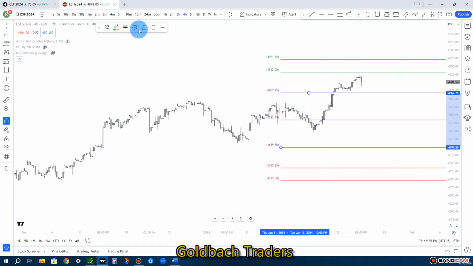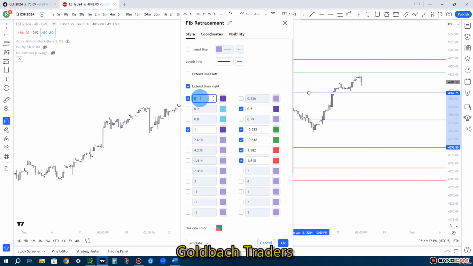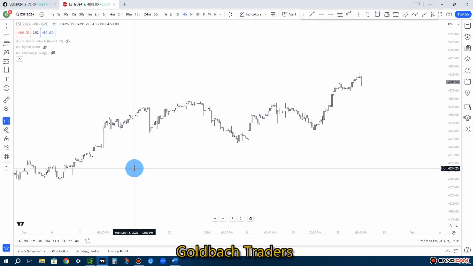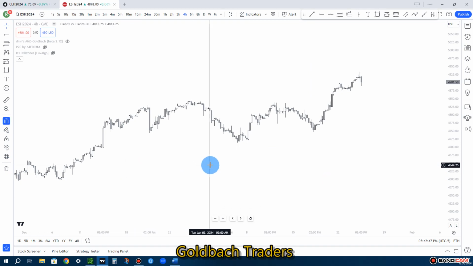When you open up the settings, it's the high and low, which is 0 and 1, the halfway point in between 0 and 1, and then the fib extensions are 1.618, 1.382, and then the inverse, negative 0.382, negative 0.618. Okay? All right, so I'll be using that through this whole video.